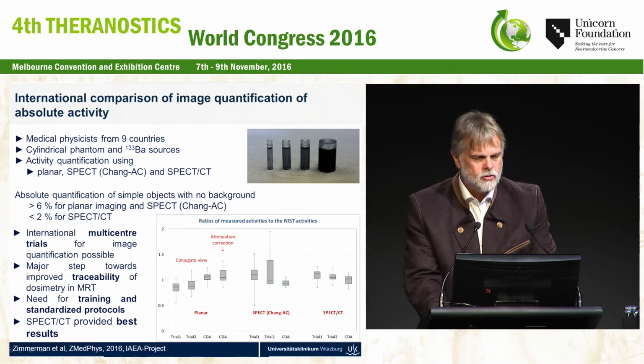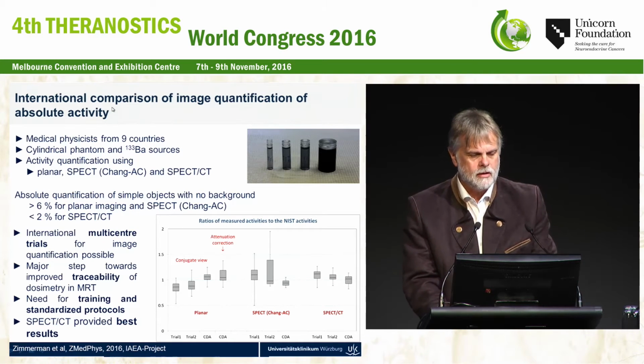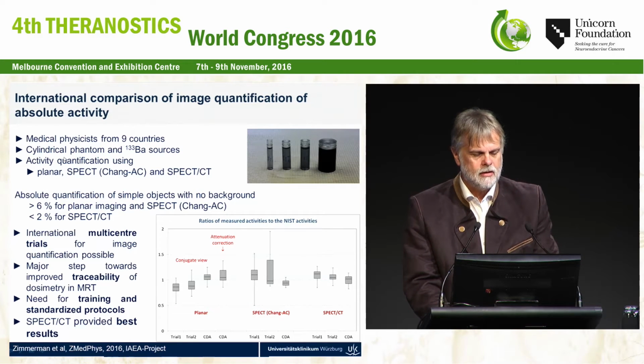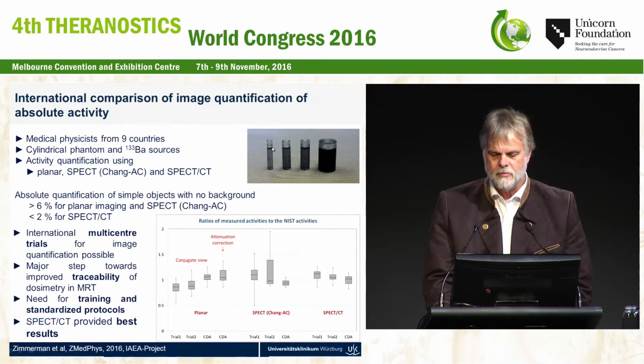Also, what I would like to show you is that SPECT-CT is quite good in quantification if you use it in a very simple setting. Of course, this can also be applied to a more complex setting. This was a project that we worked on in collaboration with the International Atomic Energy Agency. The issue was that there were cylindric phantoms and barium sources. The activity of the barium sources was manufactured by NIST, and it was well known to less than 1% inaccuracy. So that removed the step of measuring activity in a dose calibrator and refilling it.